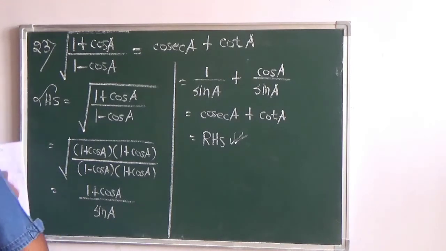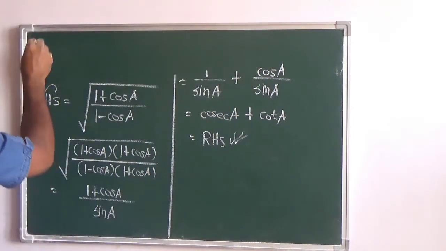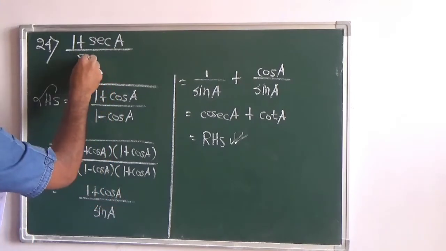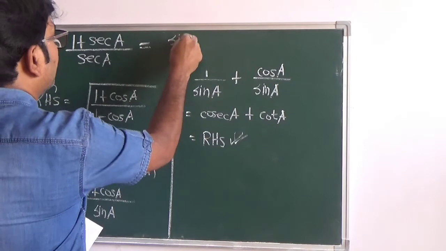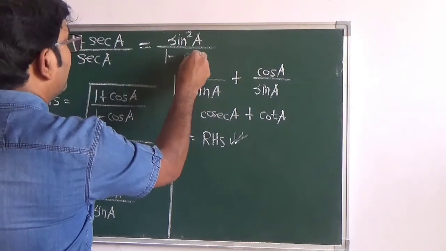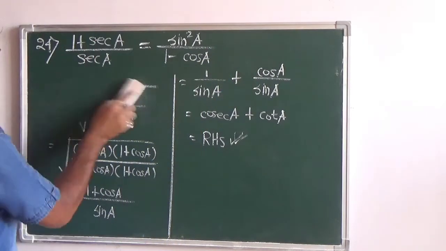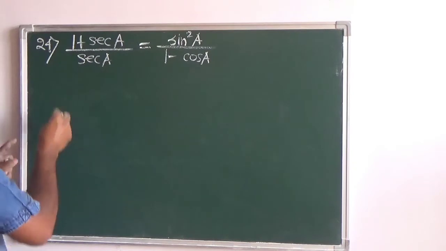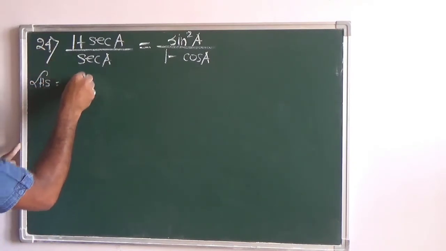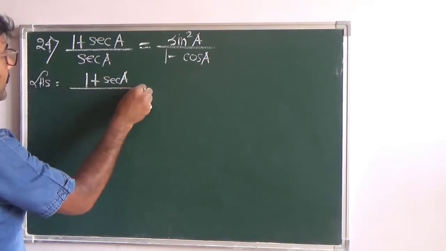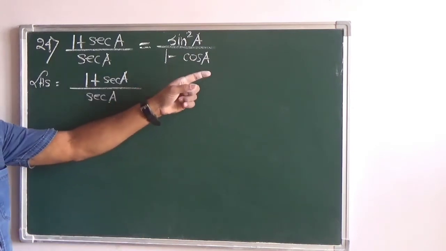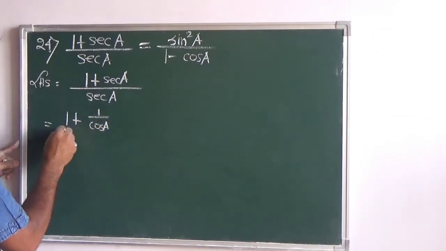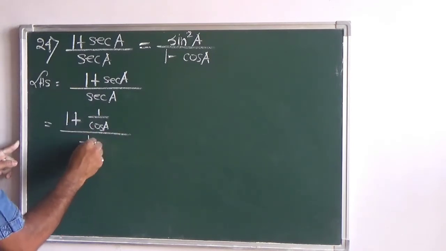Moving on to question number 24. We have 1 plus sec A divided by sec A, and we need to get sin square A divided by 1 minus cos A. So start again from the left hand side: 1 plus sec A by sec A. Now the right hand side you can see is only sin and cos, so let us change it in terms of sin and cos: 1 plus 1 by cos A divided by 1 by cos A.